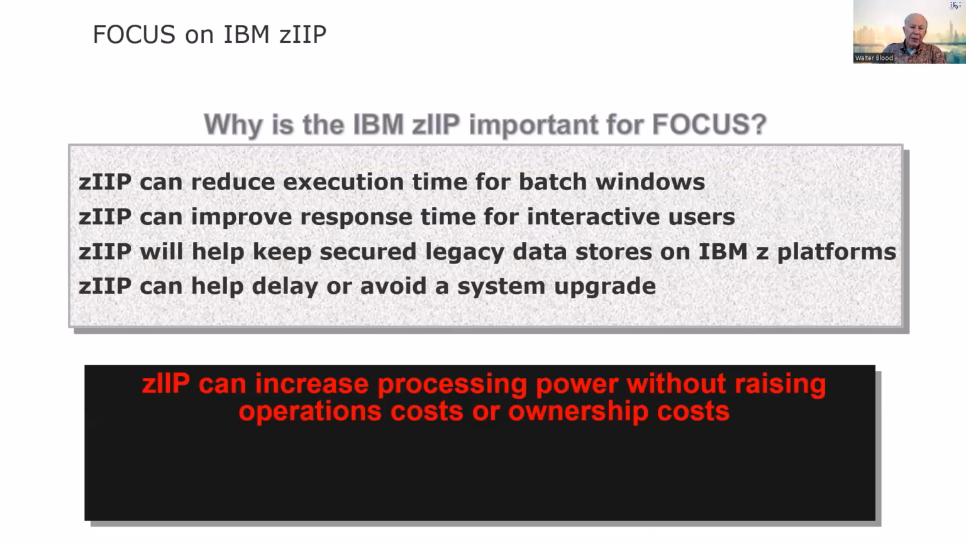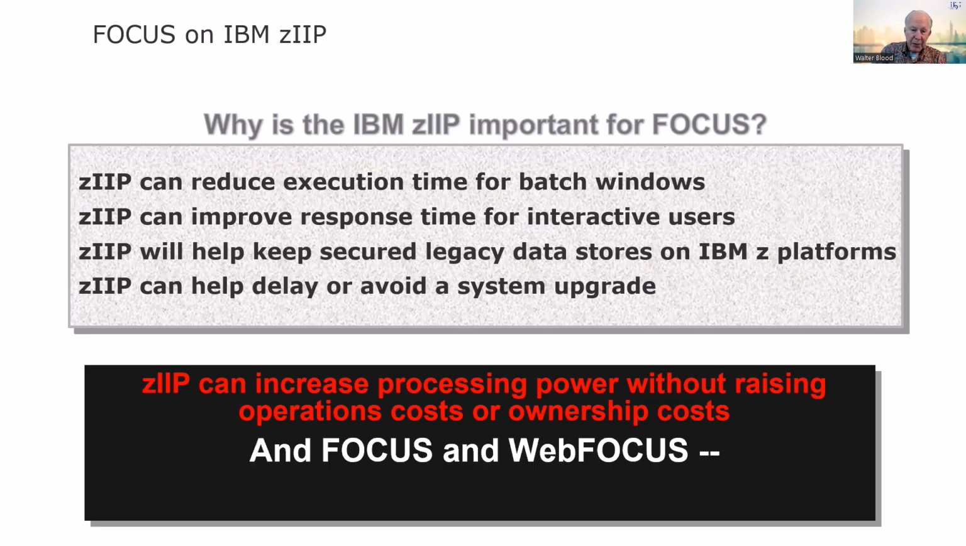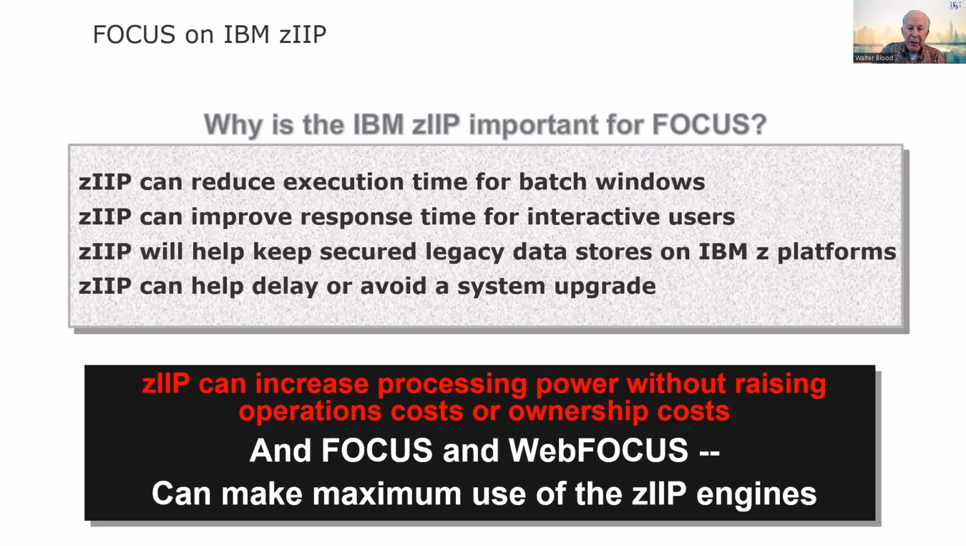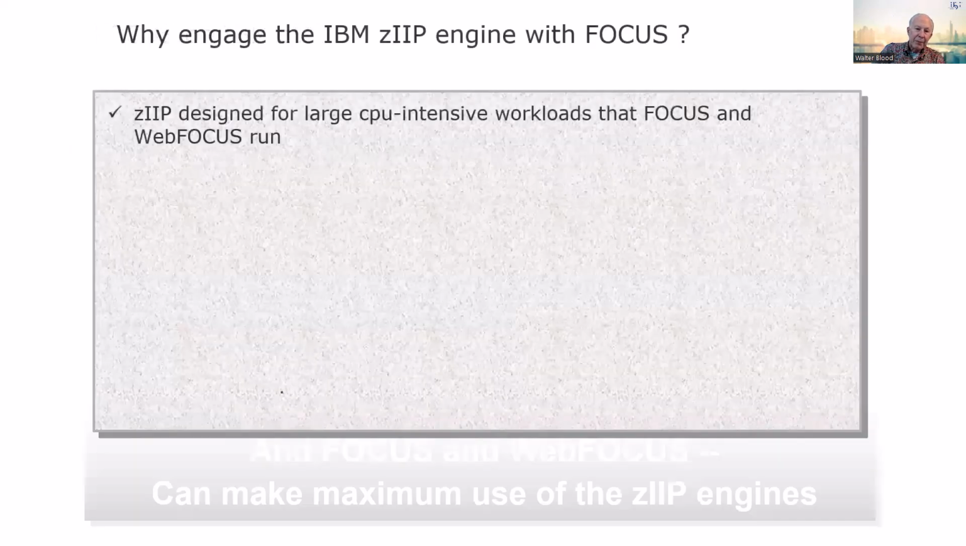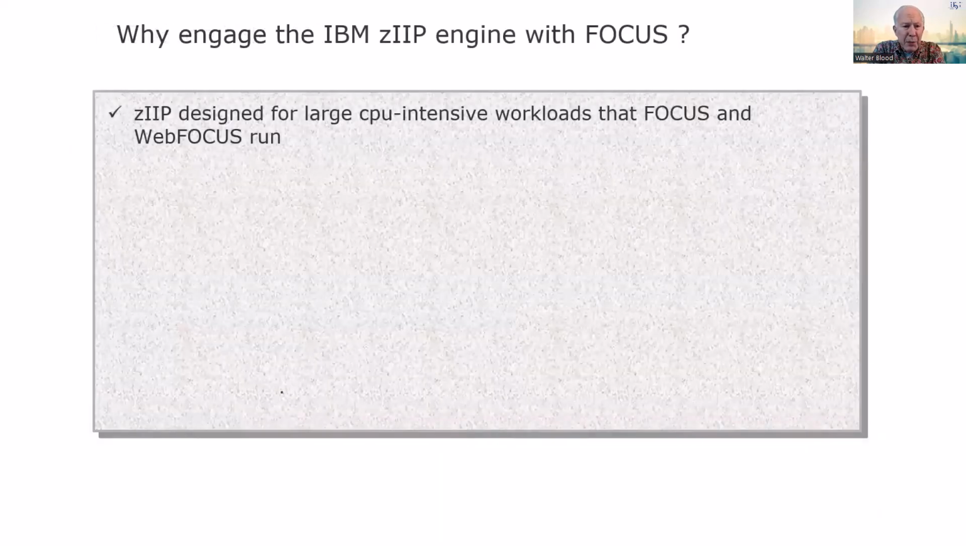The zIIP is designed to increase processing power without raising operations costs or ownership costs, and FOCUS and Web FOCUS can make maximum use of the zIIP engines. Let's take a little bit of a deeper look there. The zIIP is designed basically to handle large CPU-intensive workloads. FOCUS and Web FOCUS both generate these kinds of workloads.